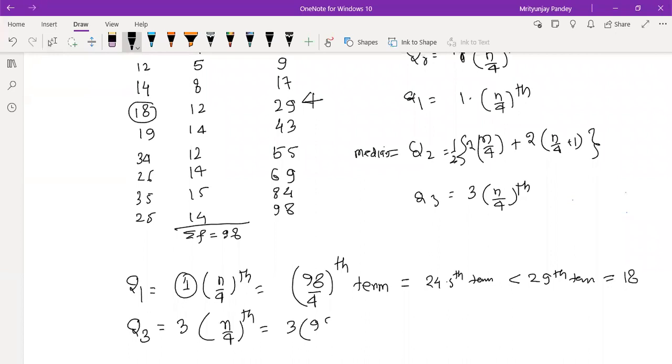98 upon 4 term. So 73.5. Just less than is what? 84 na? So what is the value of corresponding marks? That is 35. So upper quartile and lower quartile दोनों मिल गया.